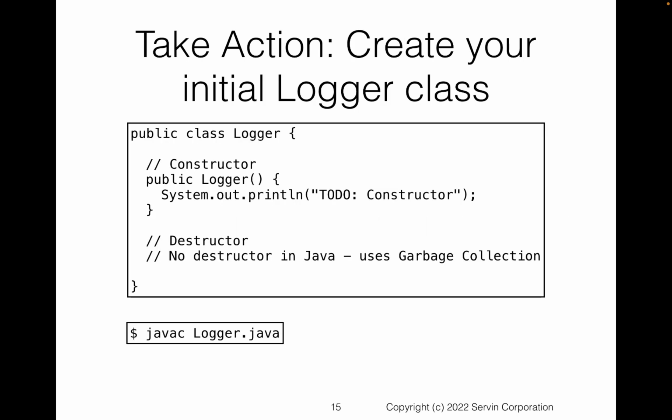Well, time to write some code. We'll create our Logger.java file. Notice I'm going to have a public class Logger. I put the constructor, and for the constructor, I just put a print line saying todo constructor.